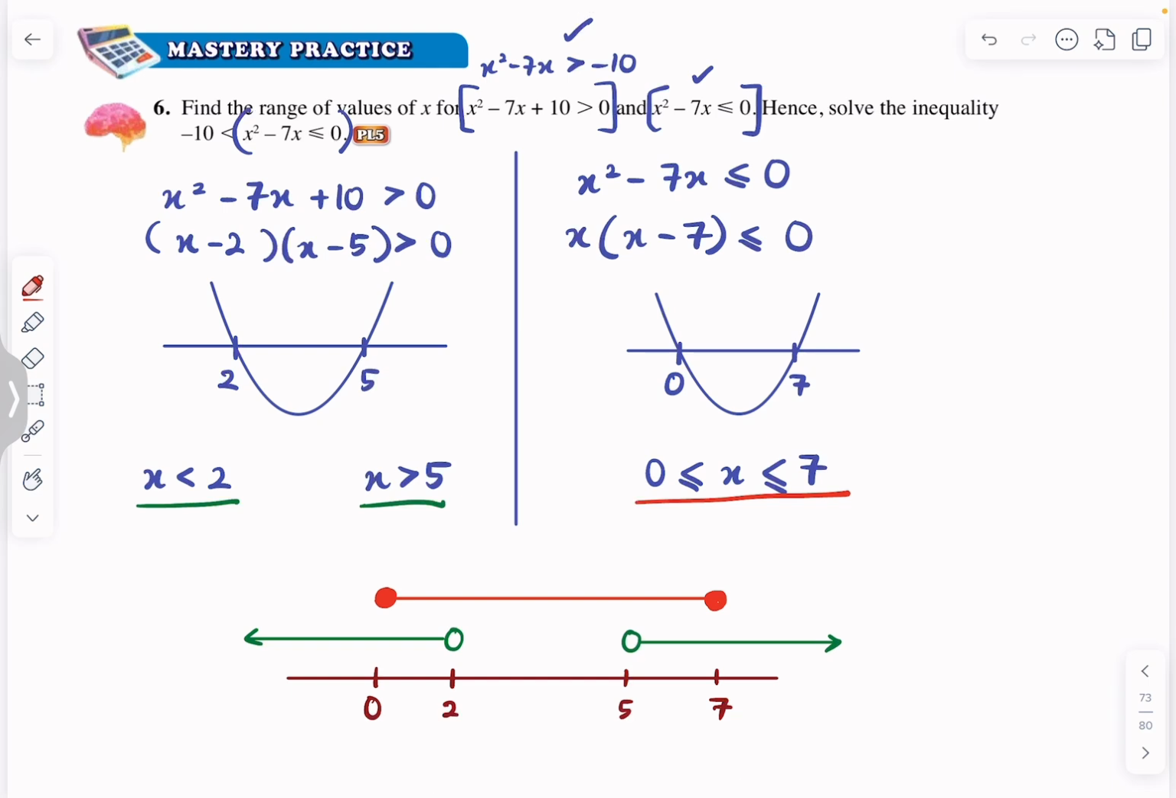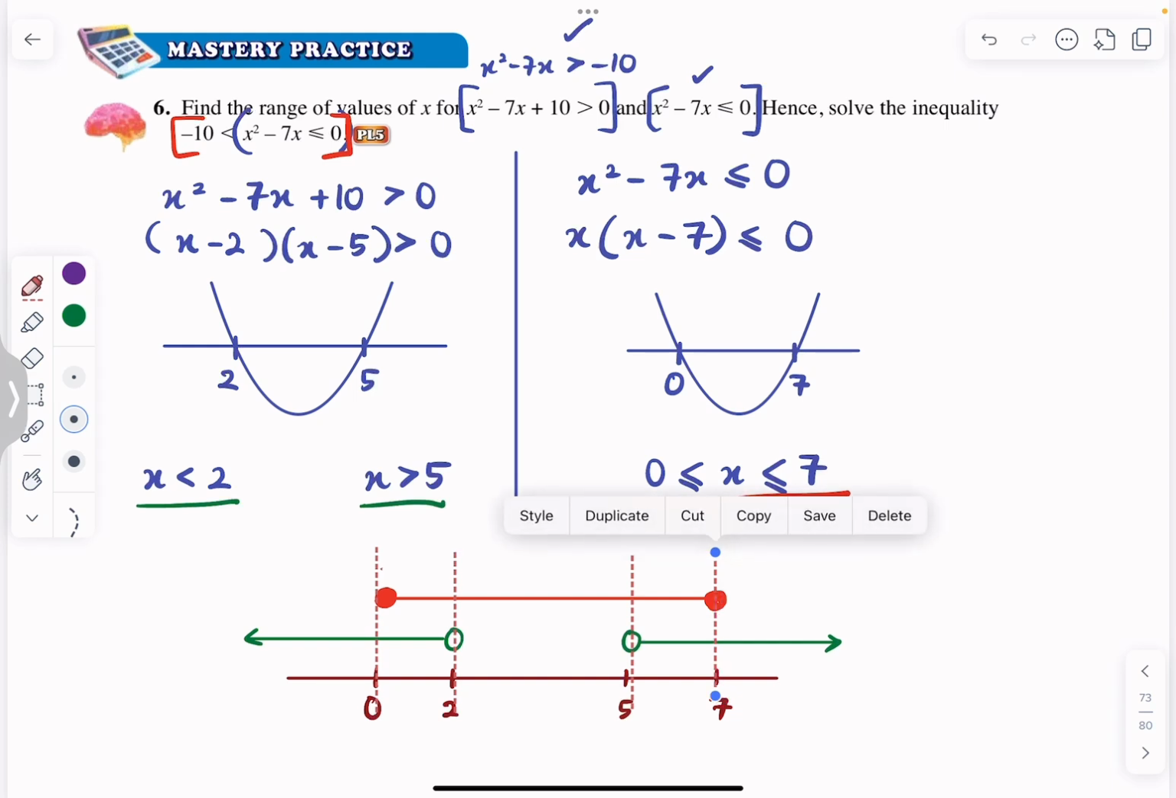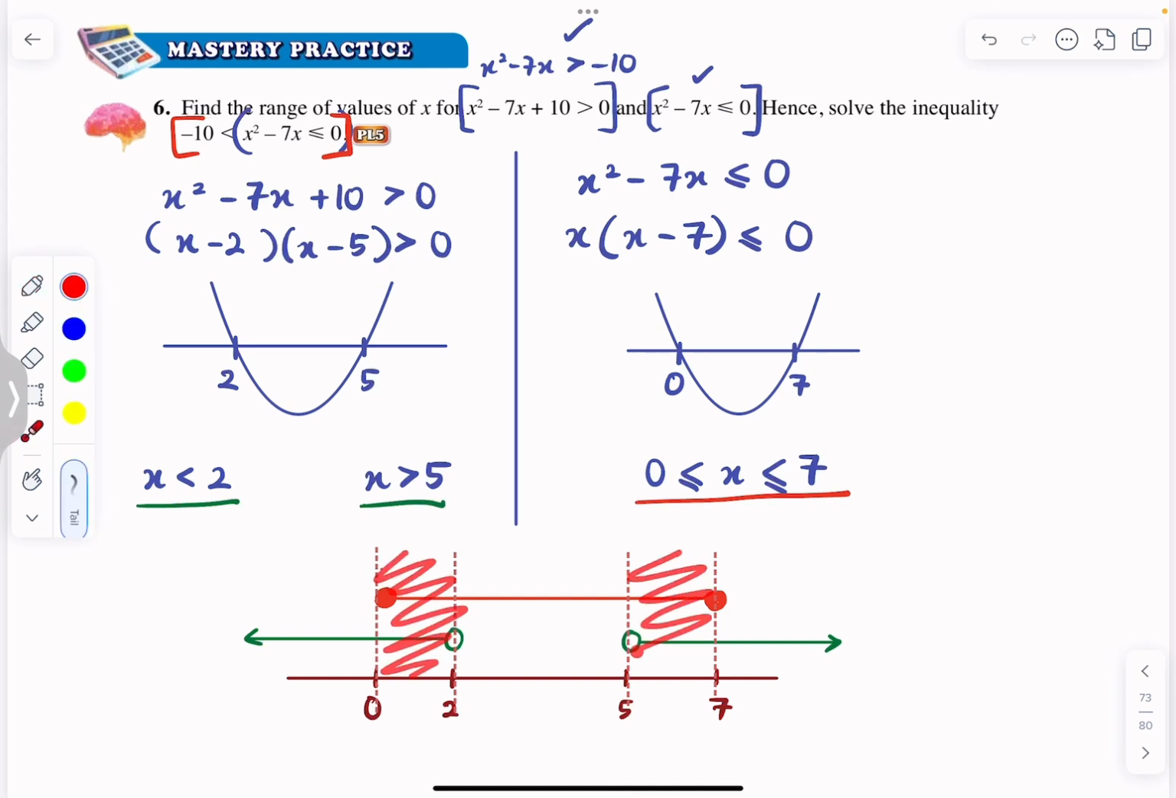Now if you want to solve the whole inequality, or find the whole range, you must see where they intersect. In this case, they intersect here. Both the inequalities will exist from here to here, here to here, and here to here. So to find out the range which intersects both, we will be shading this area. This will be our range that satisfies both inequalities.